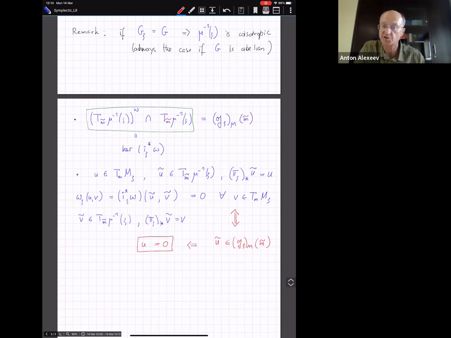So if U tilde is a tangent vector to the fiber of pi xi, this means it projects to 0 downstairs on the reduced space. And this means it is 0 as a tangent vector on the reduced space. And this means finally that omega xi is non-degenerate.